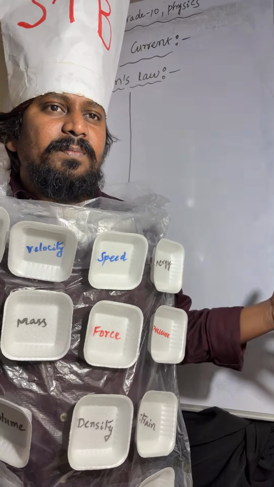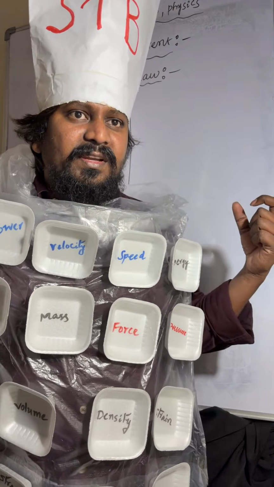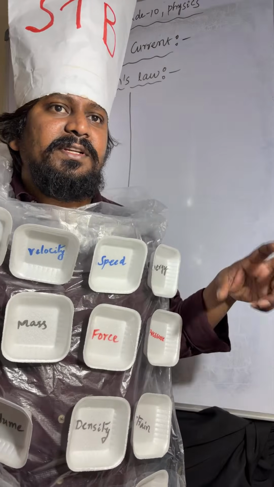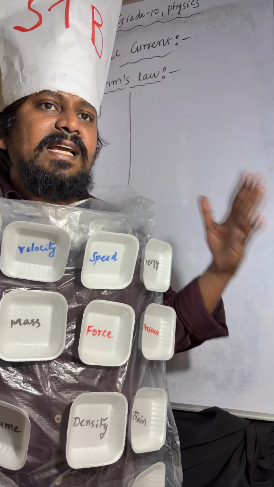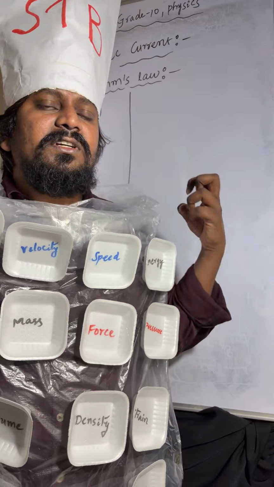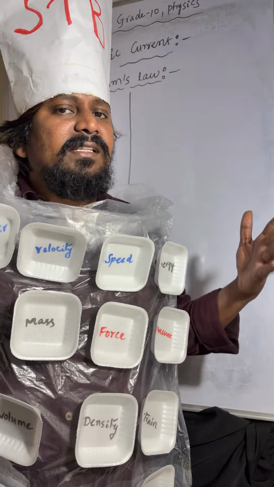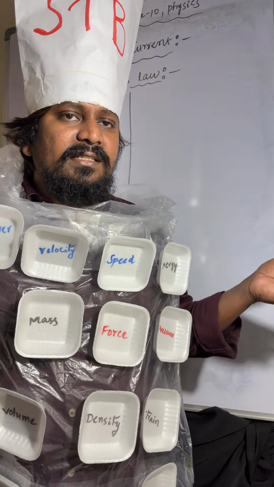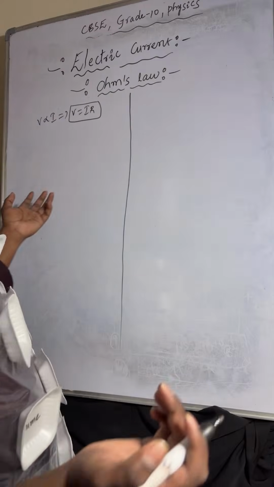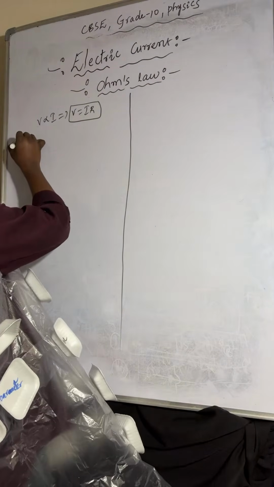V is directly proportional to I. V equal to IR, at a constant temperature, very important. The potential difference across the ends of the given metallic conductor is directly proportional to current flowing through it at a constant temperature, and physical conditions also the same. V is directly proportional to I, V equal to IR.